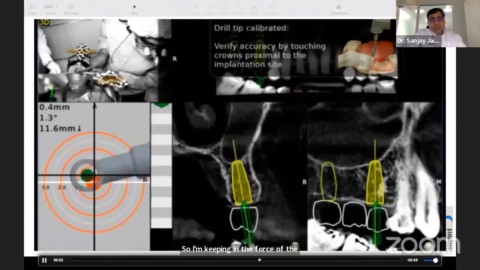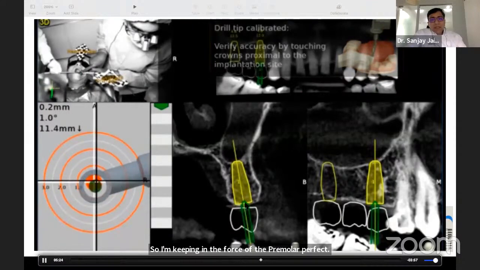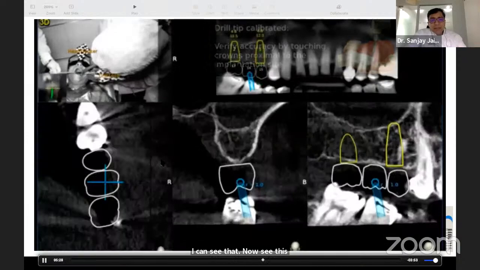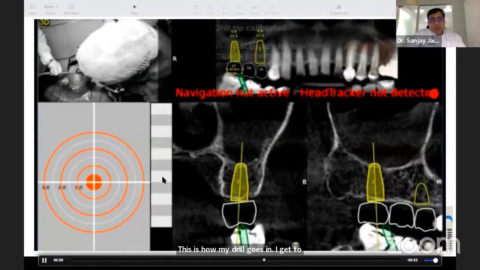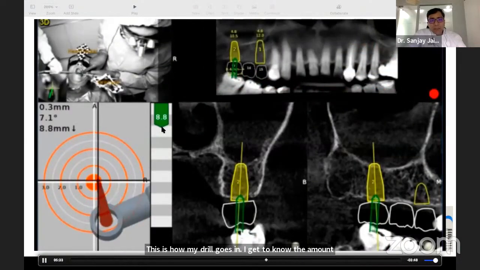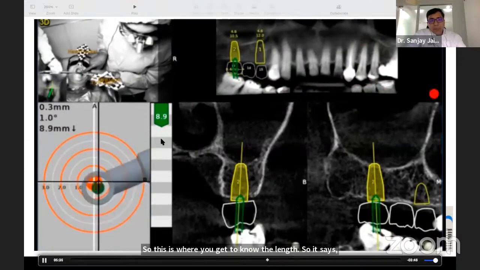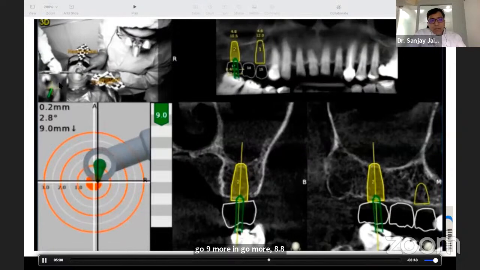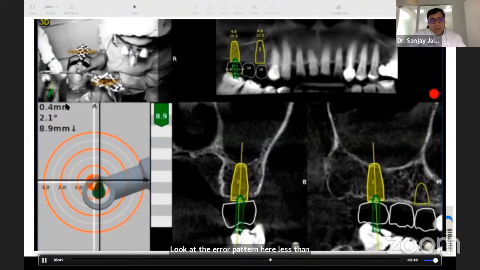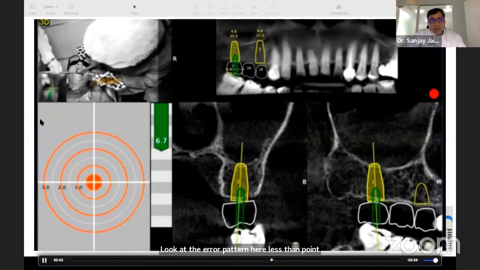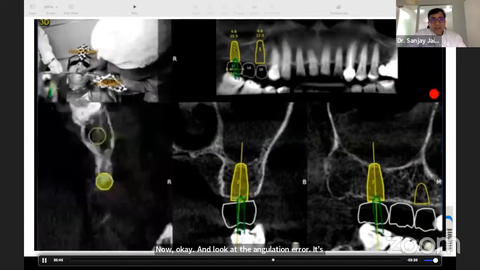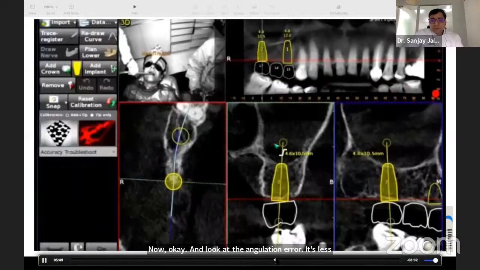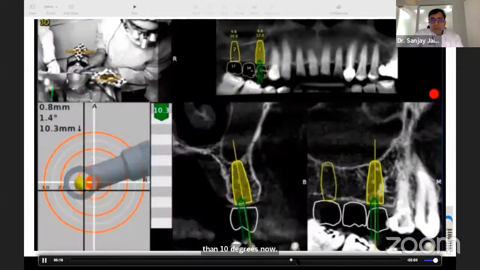Now see this. This is how my drill goes in. I get to know the amount of length that I need to go more in. So this is where you get to know the length. So it says go 9 millimeter more in, go more 8.8 millimeters. Look at the error pattern here, less than 0.5 millimeters now. Okay. And look at the angulation error. It's less than 10 degrees now. So this is how every drill goes in.